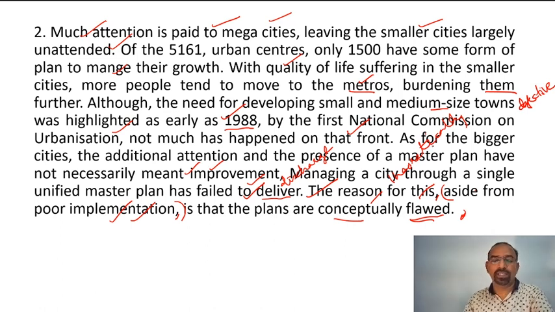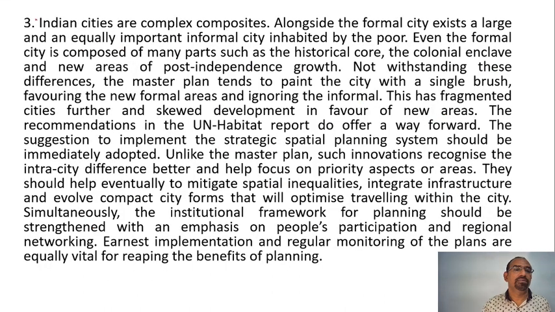Let us move on to the next paragraph. Come to the third paragraph. Indian cities are complex composites. Alongside the formal city exists a large and an equally important informal city inhabited by the poor. That's why Indian cities are said to be complex composites. There are two parts: the formal city and an informal city inhabited by the poor.